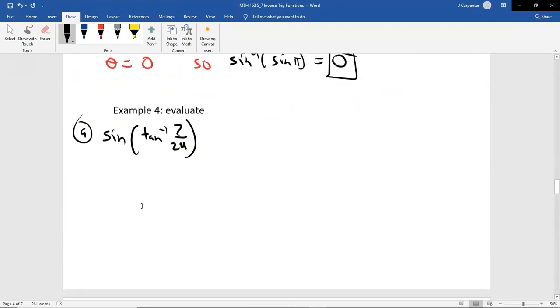Sine of the inverse tangent of 7/24. First thing you might think is, we haven't dealt with any triangles with ratios of 7 to 24. How am I supposed to know if this is 30 degrees or 45 degrees or 60 degrees? Well, guess what? It's none of them, since it's three options. And it's definitely not a quadrantal.